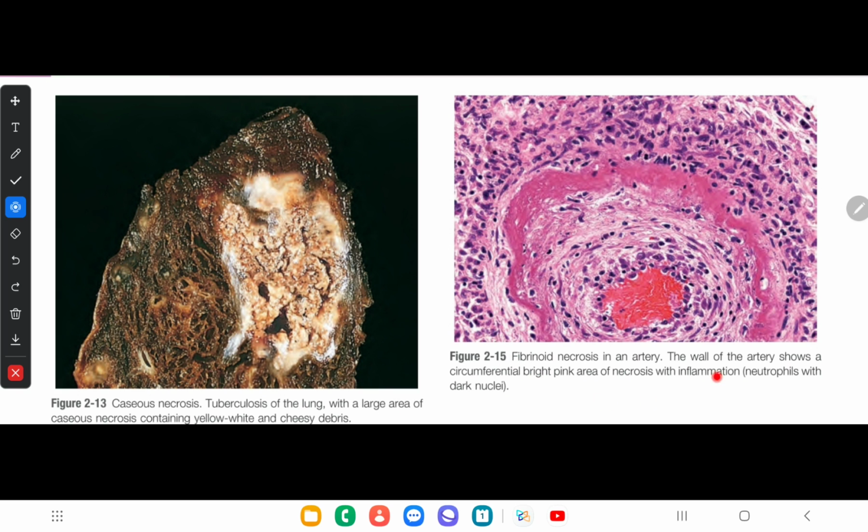Here in the second picture you can see fibrinoid necrosis in an artery. Usually fibrinoid necrosis occurs due to immune reactions, and those immune complexes and plasma proteins get deposited in the walls of the vessels, producing a bright pink amorphous appearance due to fibrin deposition.